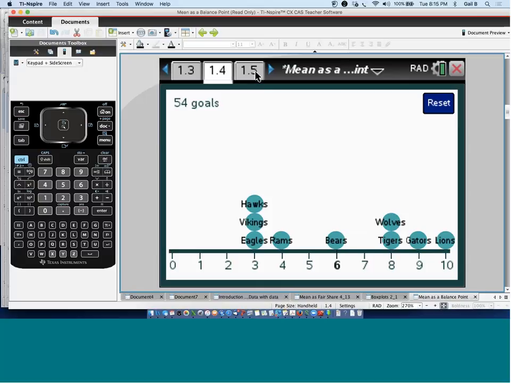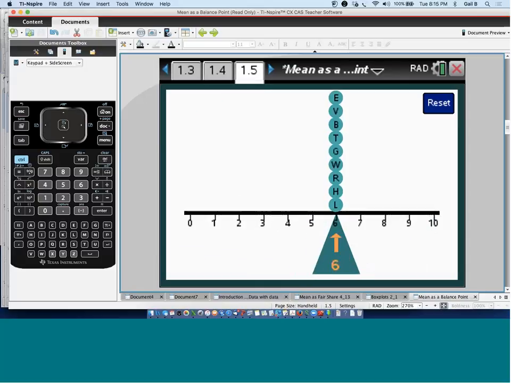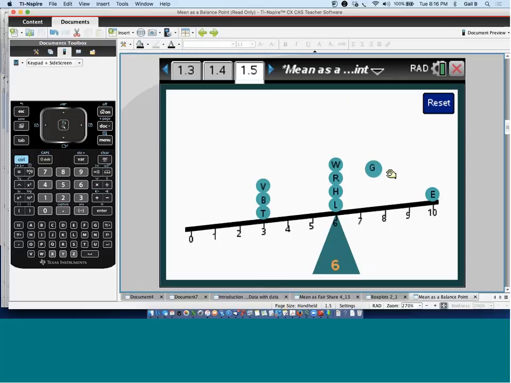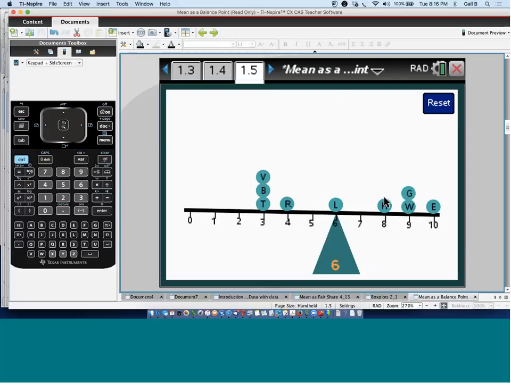So the idea here is that if I'm thinking the mean has to be 6, and I have 1 team with 10 goals and 3 teams with 3 goals, what I'm trying to do is find a way to keep the mean at 6. And I can create different distributions. Oh dear. Anybody know what I should do now? Aha. So here's a different distribution where the mean is 6.